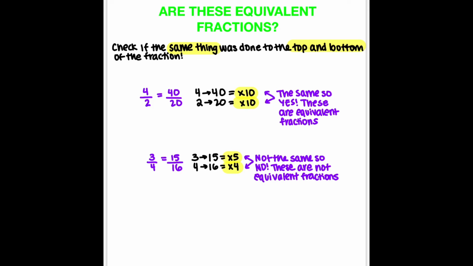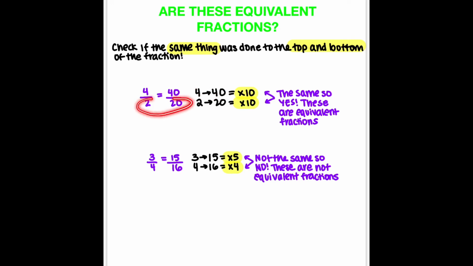These are equivalent fractions. One last thing. Let's check if these fractions are equivalent or not. We need to check if the same thing was done to the top and bottom of the fraction. That's our big rule. So 4 divided by 2 and 40 divided by 20. Let's look at the top first. 4 to 40. How do we get from 4 to 40? We multiply by 10. We know that. 4 times 10 is 40.